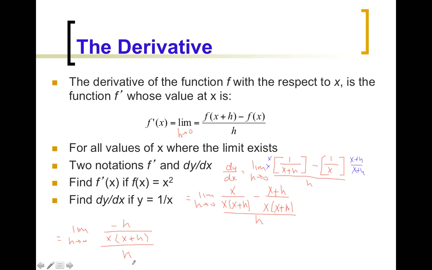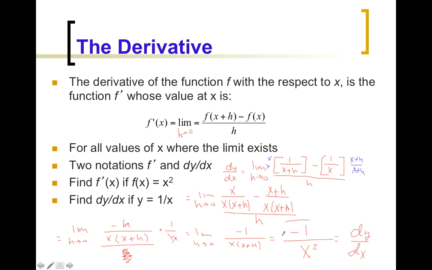Now, if you remember, one of my little tricks here is that we're dividing by h, so it actually means we're multiplying by 1 over h, and the h's cancel. We're left with the limit as h approaches 0 of negative 1 over x times x plus h. And then as h goes to 0, this becomes negative 1 over, this x plus h is actually x plus 0, so it's x times x, which is x squared. This is dy dx.